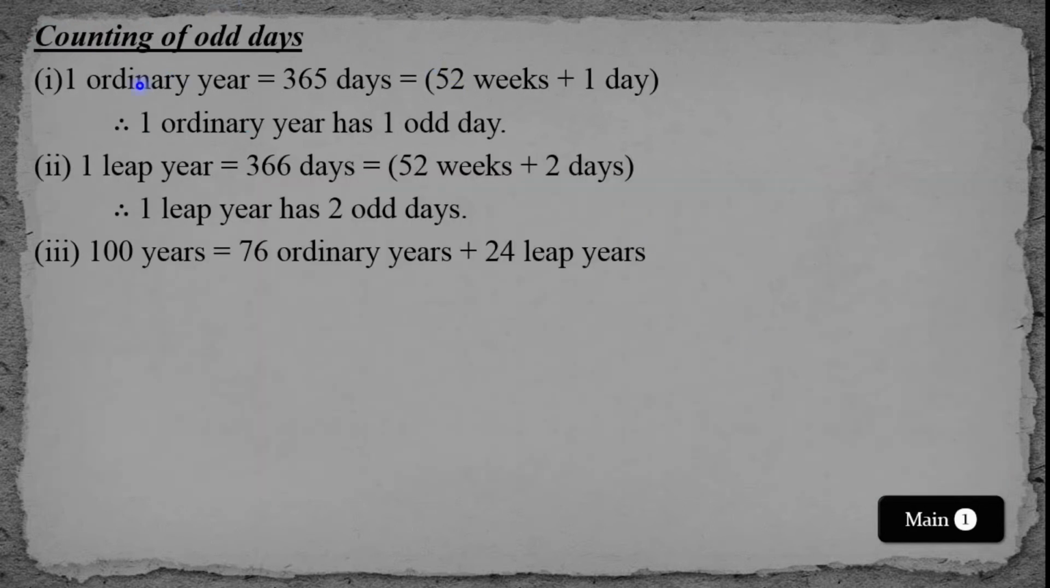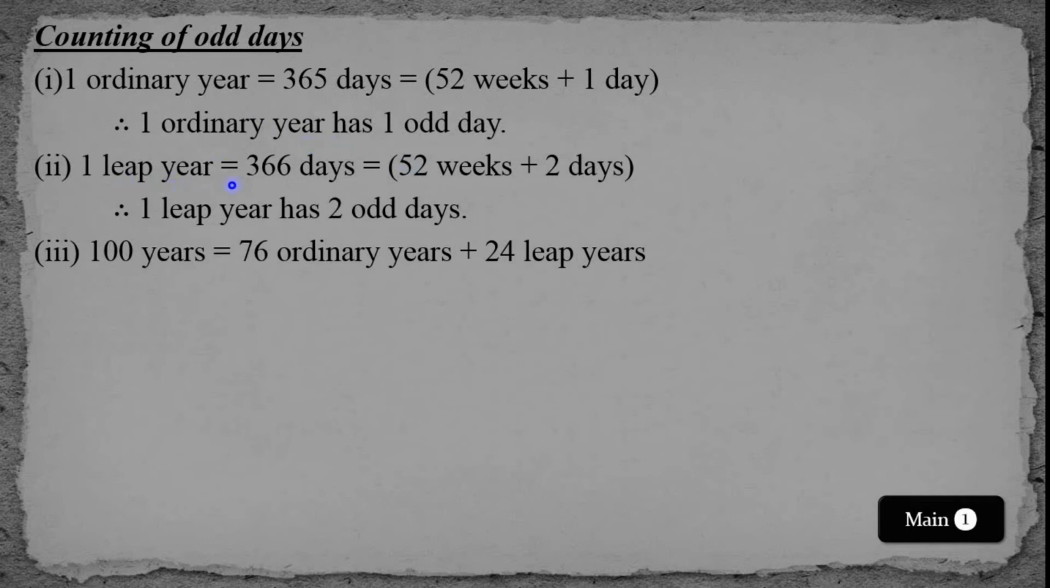Counting of odd days. Consider an ordinary year equal to 365 days. By using these 365 days, how many weeks can we form? To get that, we have to divide 365 by 7. We get quotient 52 and a remainder 1. 52 means 52 weeks. 52 into 7 equal to 364 days. Among these 365 days, we use 364 days to form 52 complete weeks, and we are left with only 1 day. That 1 day is known as the odd day. Therefore, every ordinary year has 1 odd day.